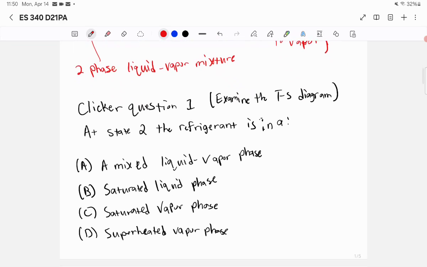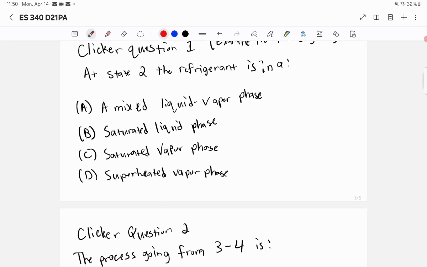And you should remember this from the diagrams that we've dealt with, PV, TS, and other diagrams that we've looked at.